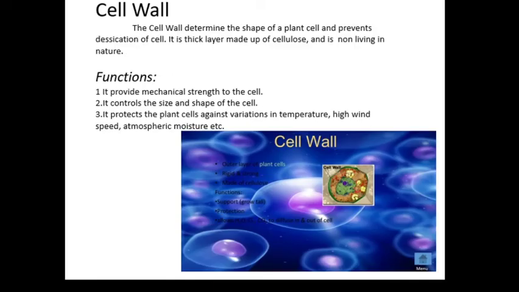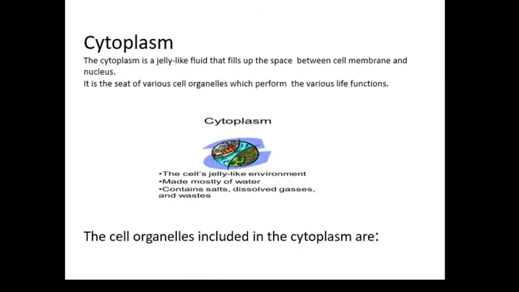Cell wall. The cell wall determines the shape of a plant cell and prevents desiccation of cell. It is a thick layer made up of cellulose and is non-living in nature. Functions. It provides mechanical strength to the cell. It controls the size and shape of the cell. It protects the plant cells against variations in temperature, high wind speed, atmospheric moisture, etc.